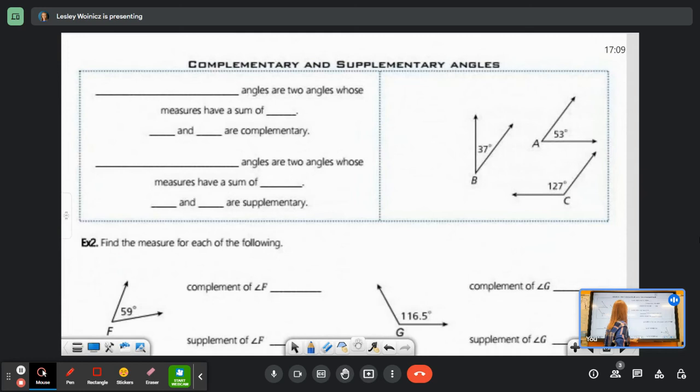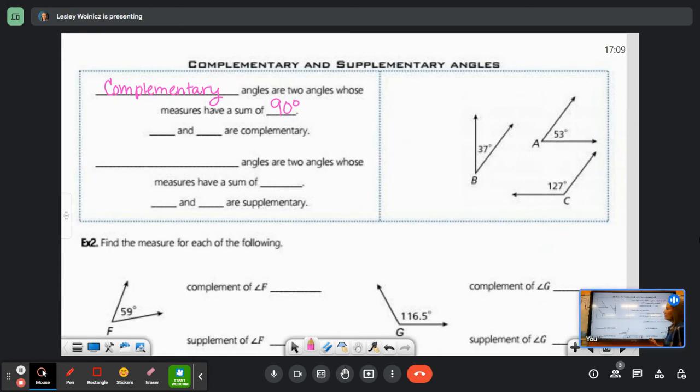The next special pair of relationships that we're going to talk about are complementary and supplementary angles. Complementary. Now, notice it's an E. It's not like compliment, like I'm saying sweet things to you. It's like they go well together, like that hat complements that coat. Complementary angles are two angles whose measures have a sum of 90 degrees.